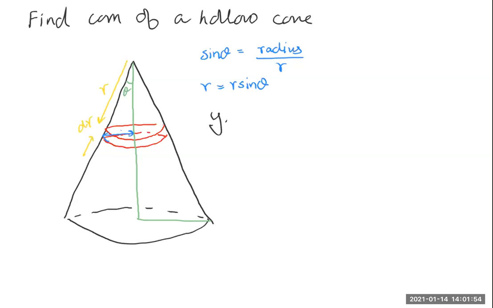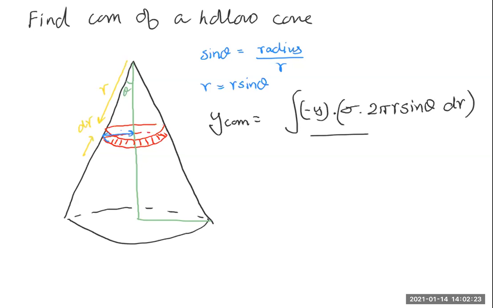Y coordinate of center of mass will be equal to integral minus y. Now since it's a hollow cone, we'll have to use sigma. Hollow matlab sigma into the area of the ring that I have chosen. This will be equal to circumference, which will be 2 pi r sine theta, into thickness, which is dr, divided by sigma into 2 pi r sine theta dr.